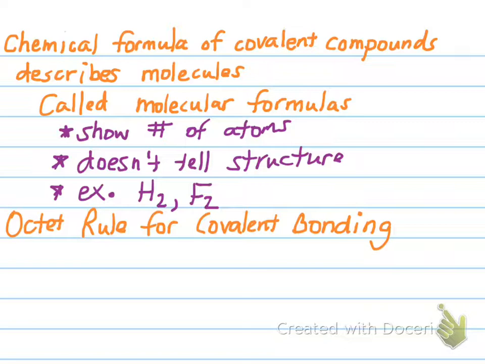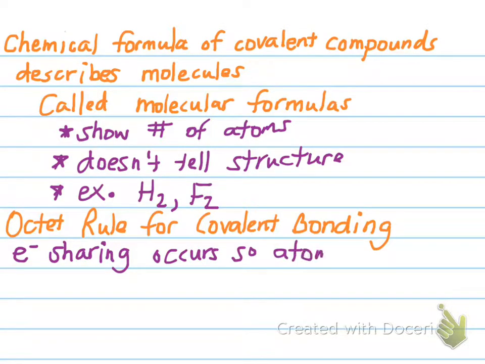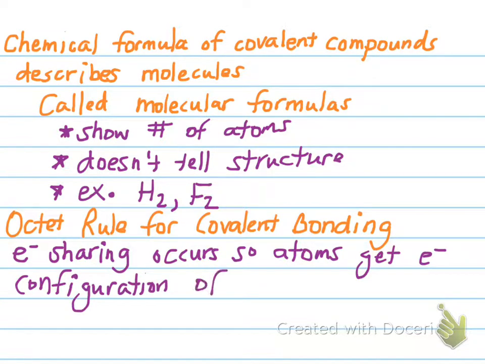And molecular compounds are always following an octet rule for covalent bonding, which basically just says that electron sharing occurs so atoms get the electron configuration of a noble gas. So these elements still are trying to be like a noble gas, but instead of transferring electrons like what happens in ionic compounds, they're going to share electrons.